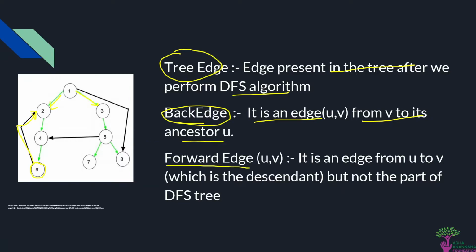And finally, what is a forward edge? It is an edge from U to V, but it is not a part of the DFS tree. Here 8 is a descendant of 1 and there is an edge from 1 to 8 and it is also not included in the DFS tree. So here it will be known as the forward edge.